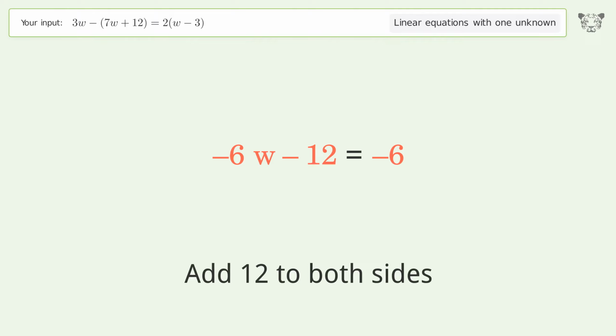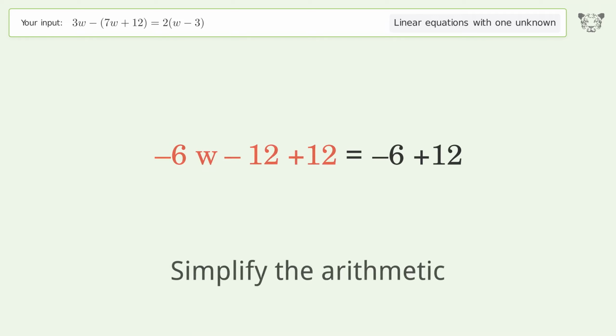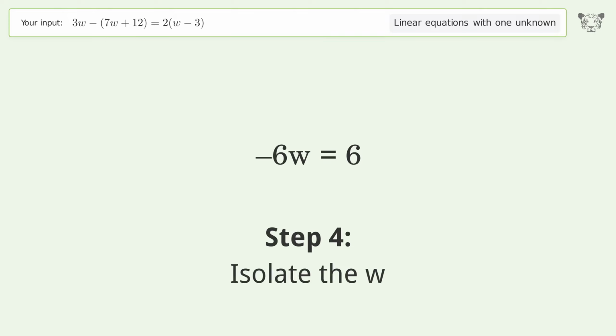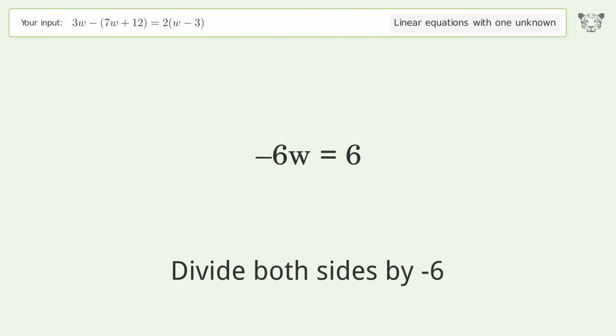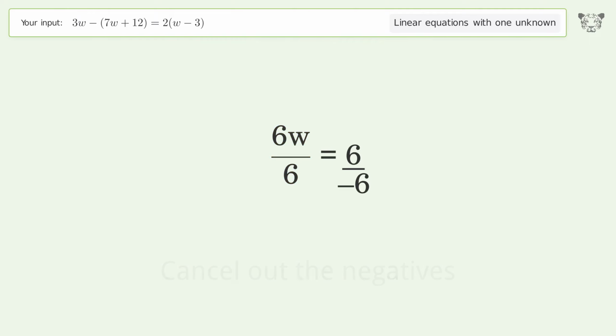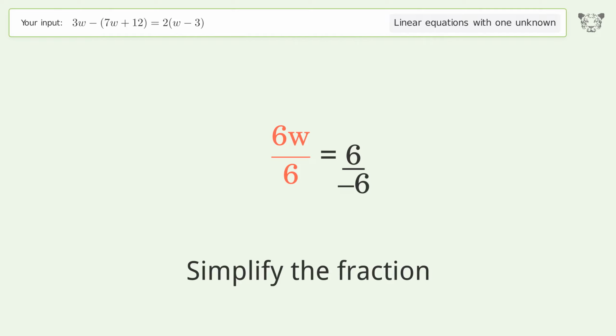Add 12 to both sides. Simplify the arithmetic. Isolate the w. Divide both sides by -6. Cancel out the negatives. Simplify the fraction.